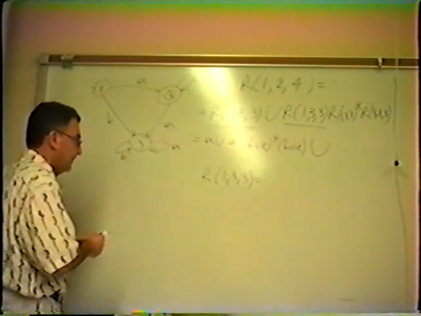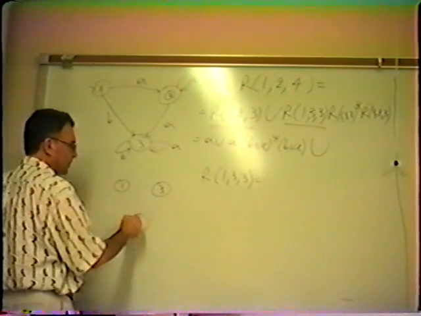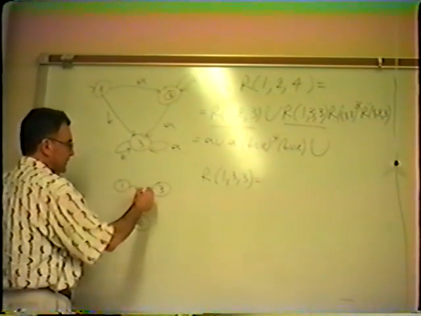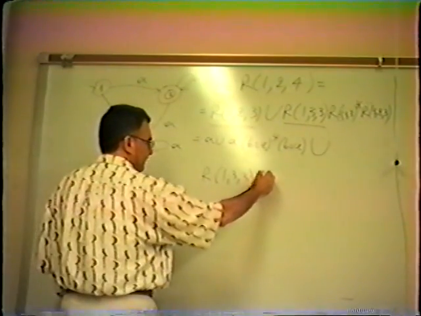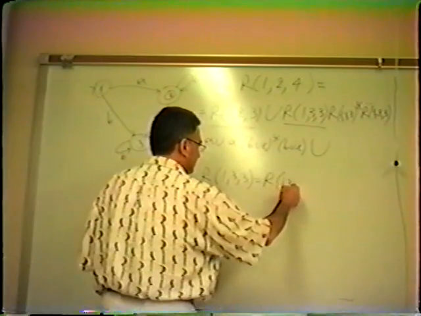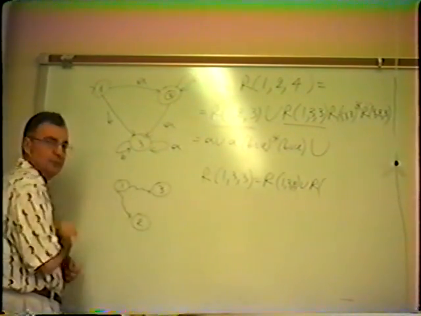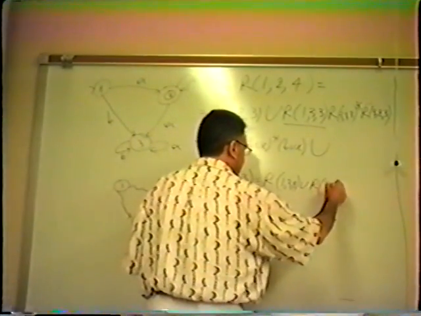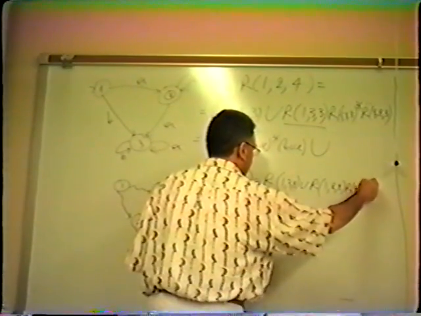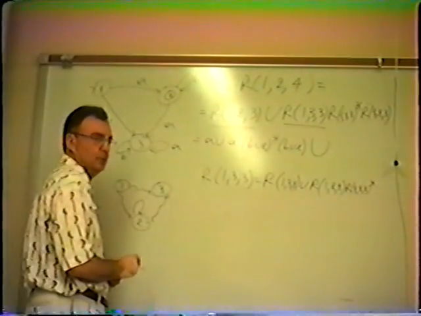Now you tell me. 1, 3, 2. What do I put here to help me derive it? So what's this equal to? R1, 3, 2 equals R1, 2, 2, union R1, 2, 2, 2, 2, 2 star, again 2, 2, 3, 2.